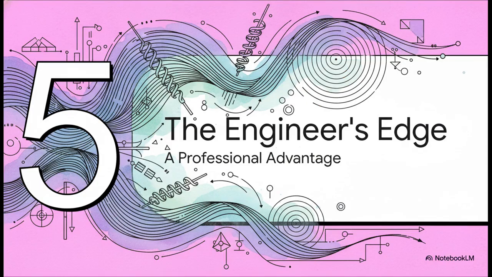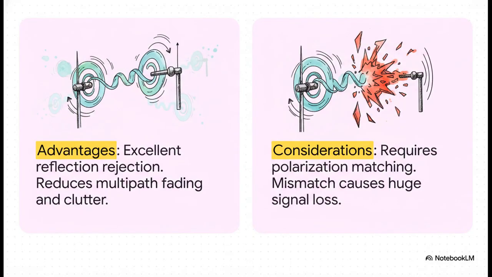So what does this all mean for you? The engineer or the technician out in the field? It means that understanding and properly applying polarization isn't just an academic exercise. It is a real professional edge. And here's the deal, the core trade-off. On one side, you get this phenomenal ability to reject reflections and cut down on multipath fading, but the price you pay is strict discipline. Your transmit and receive antennas have to be matched, because if they're not, you are staring down that massive 20 to 40 dB loss we talked about earlier.